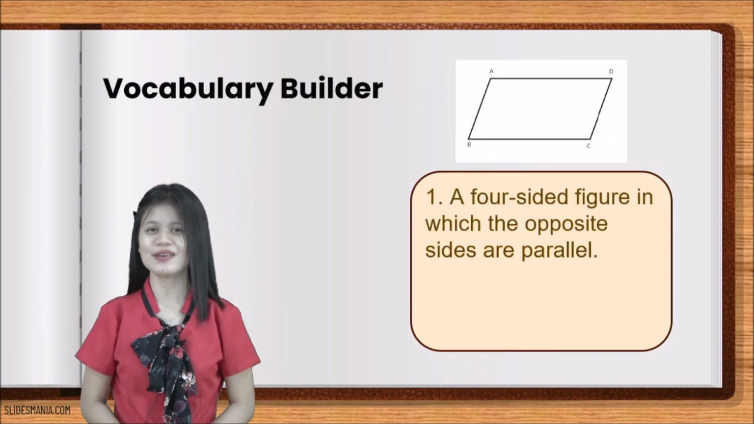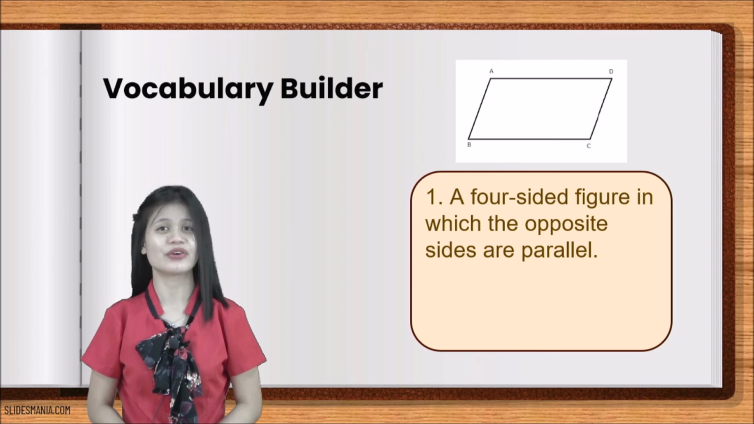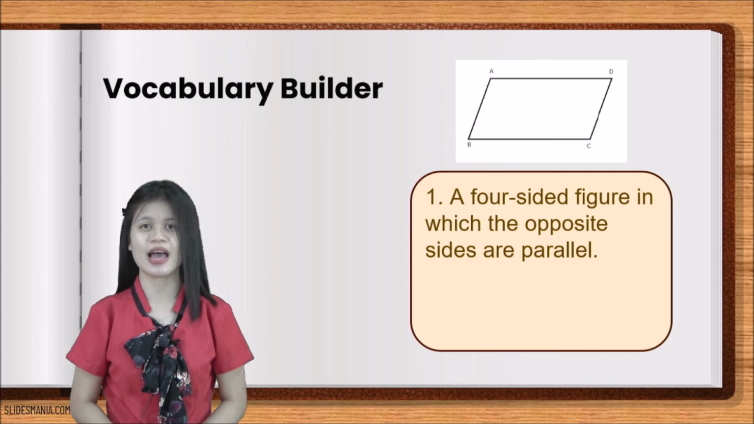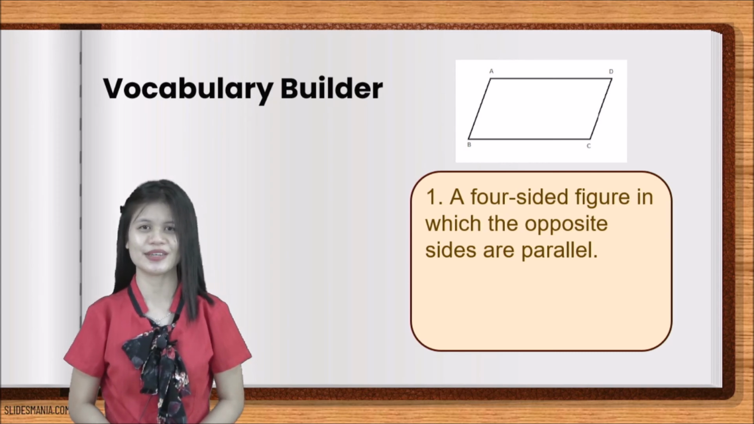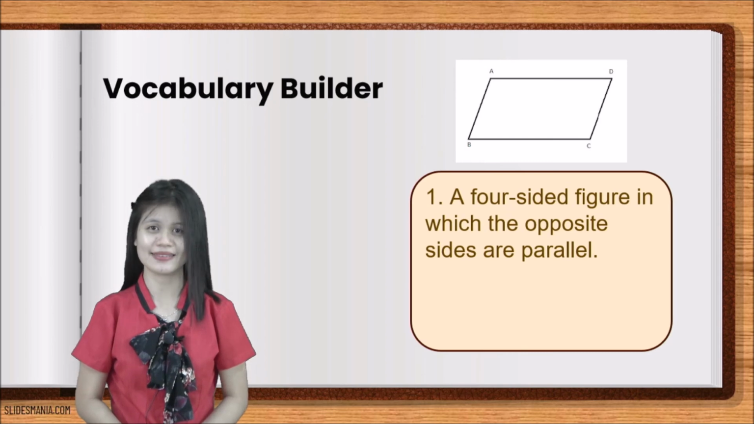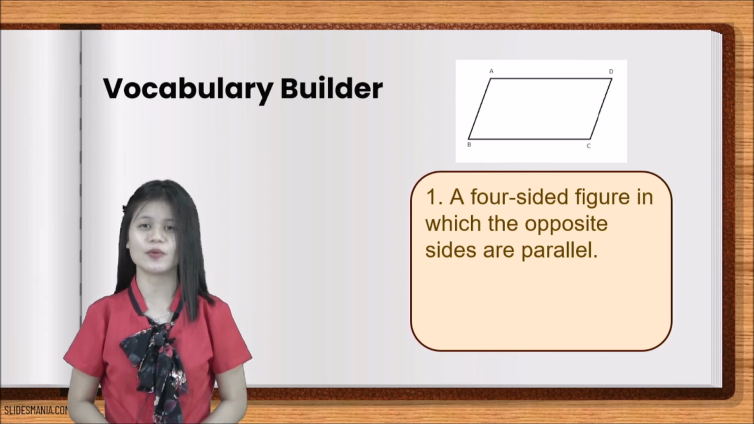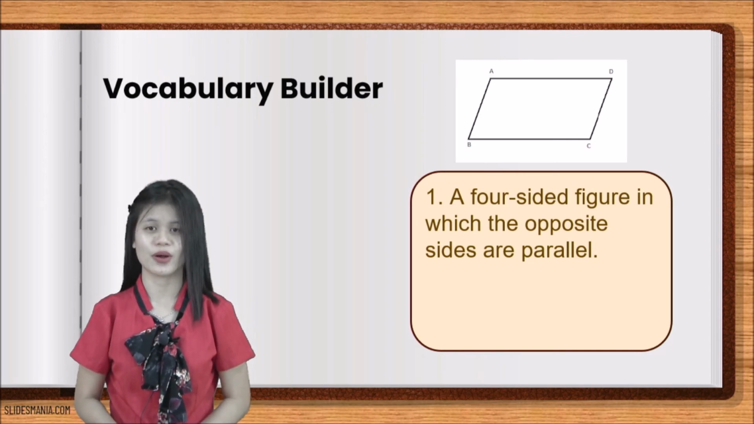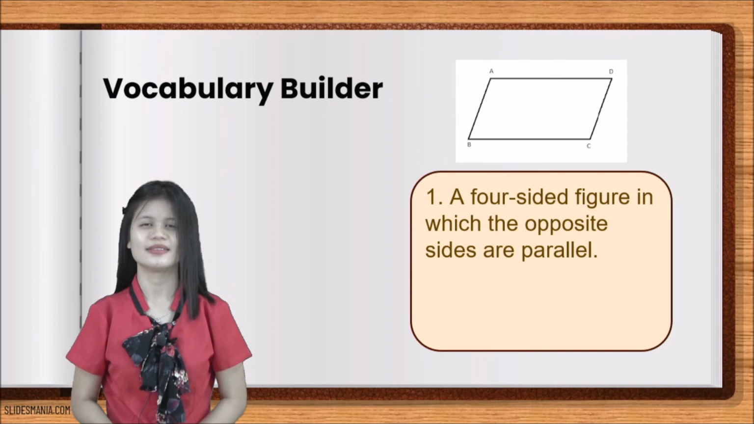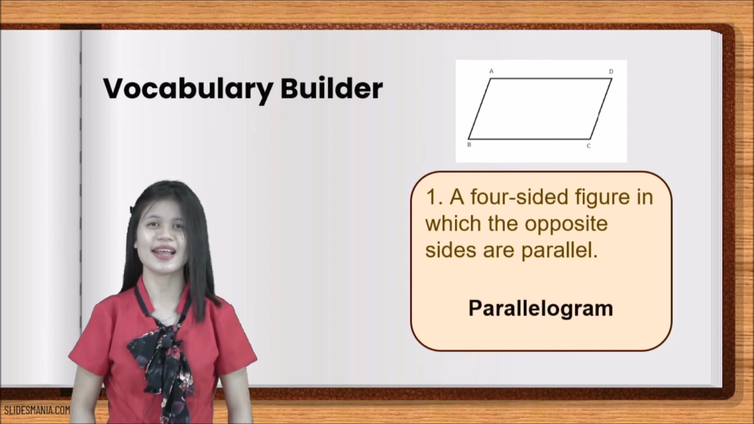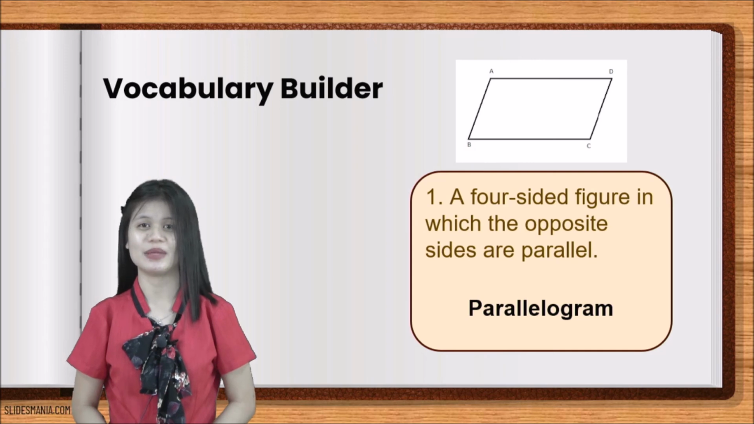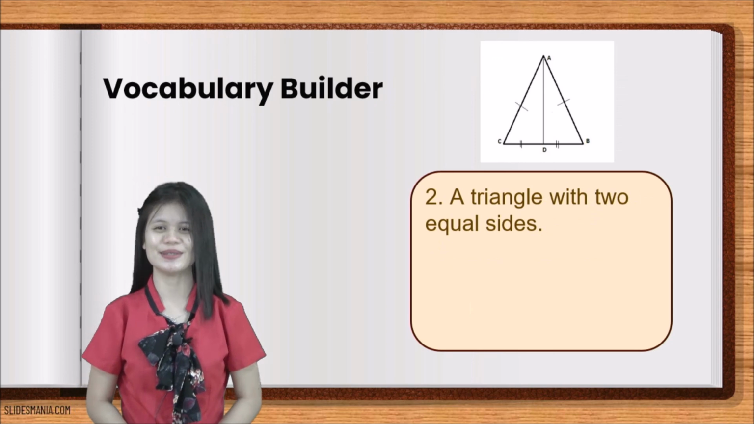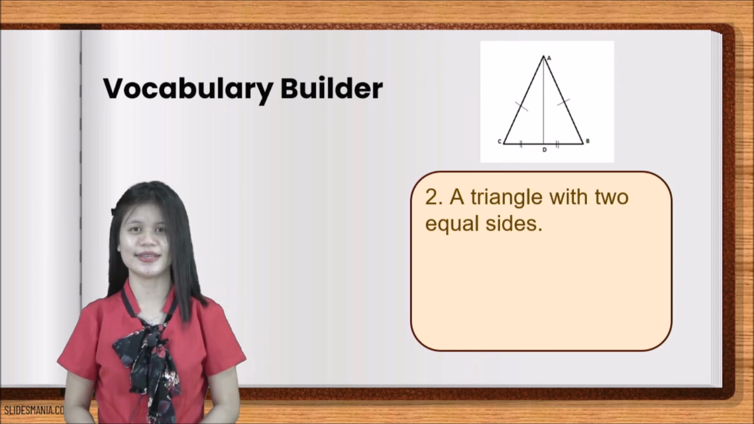Now, let's move on for the last activity, which is the vocabulary builder. You can use this picture so that you can have a clue to give the correct word for every meaning. Number 1, a four-sided figure in which the opposite sides are parallel. What's the word? From the word parallel. Yes, it's a parallelogram. Can you repeat the word?